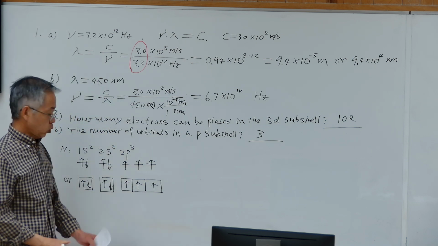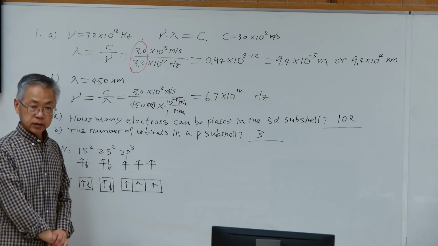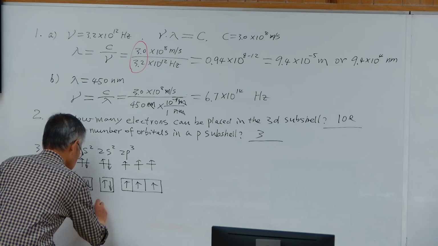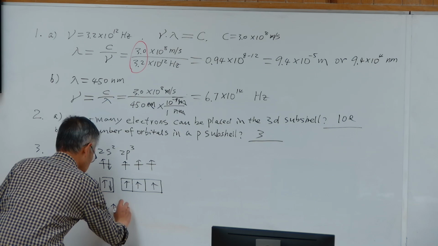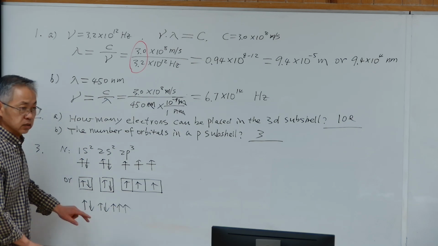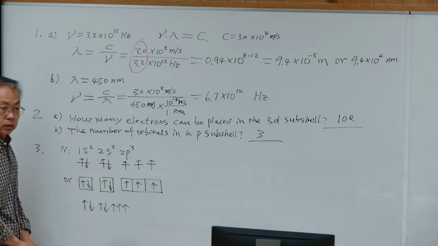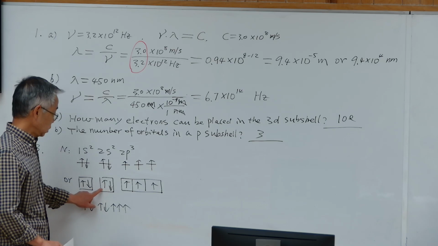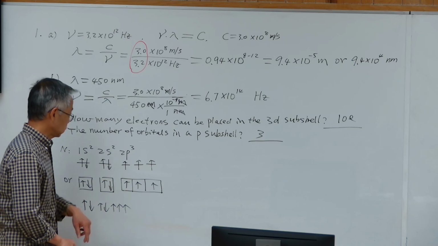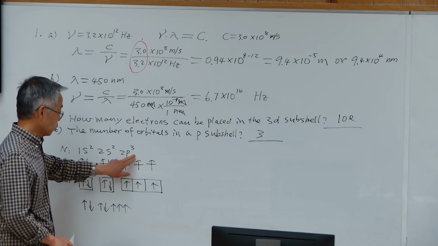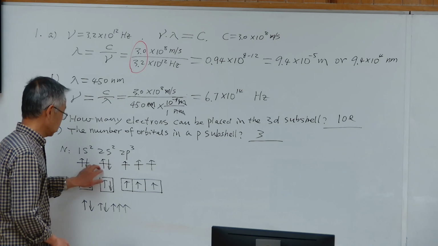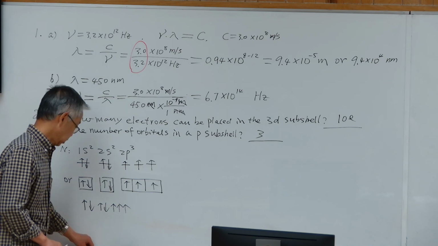Without a line or box, nobody can understand what it means. Some students write this way, all stuck together. Nobody can understand what this means. You need a pair of electrons in each orbital, either a box standing for an orbital or a line standing for an orbital. And this electron configuration aligns with this orbital diagram, so the other person can understand, oh, this is 2s and this is 2p. Okay.